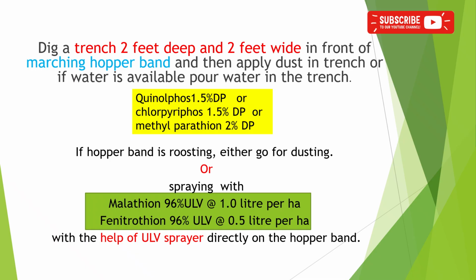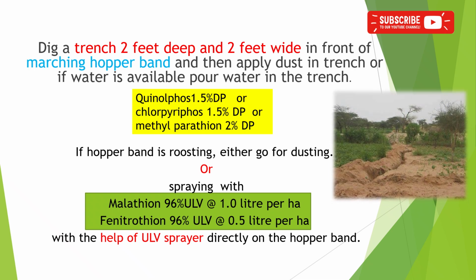Another method of management is digging a trench about 2 feet deep and 2 feet wide in front of the marching hopper band, and then applying dust in these trenches. Dusts like phenthoate 1.5%, chlorpyrifos 1.5%, or methyl parathion 2% can be applied inside these trenches. Or if water is available, then pour water into these trenches.